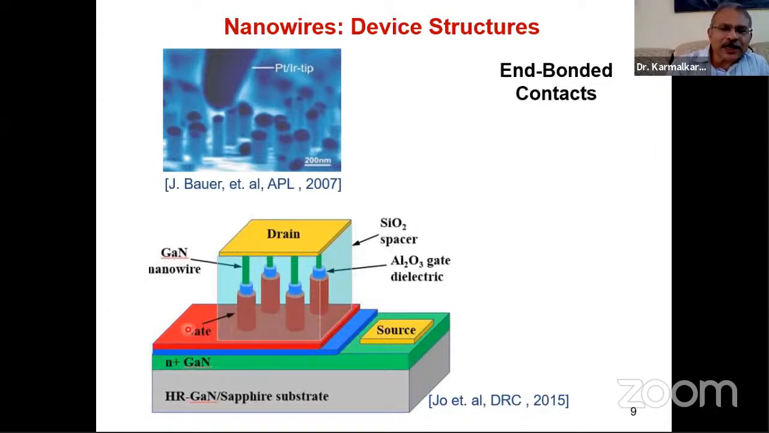Now, the gate contact should not get shorted to the source contact. So in between, you are putting an insulating material. Okay. So this is how a field effect transistor is made. This is a gallium nitride nanowire, but the wire can be silicon and other materials also.